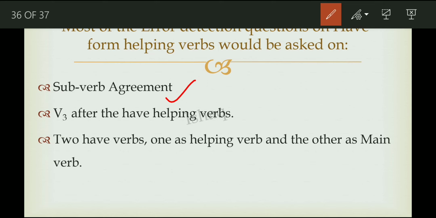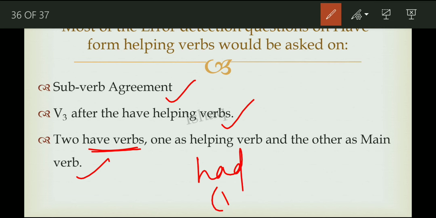So most of the questions where you can find errors are on subject verb agreement, and then the past participle form of the verb should be used after have forms. So after a have form there should always be v3. Sometimes he'll invert that, like the helping verb will be used before the subject, and he'll confuse you, and the main verb will not be in v3 form. We have seen that question. And then two have forms, one as a helping verb and the other as a main verb, are still correct as long as the main verb is a v3 one.